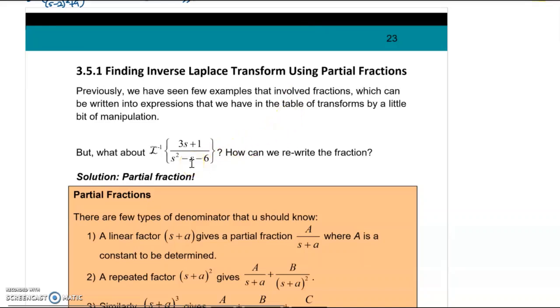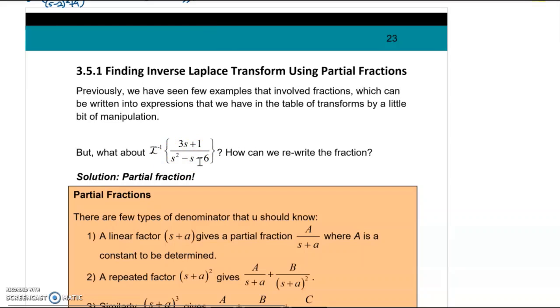quadratic expression. For example, in this case here, is given 3s plus 1 over s squared minus s minus 6. So we don't have this kind of expression in the table, and all the manipulation that we have seen before is not applicable here. So the idea is to rewrite the quadratic expression here.